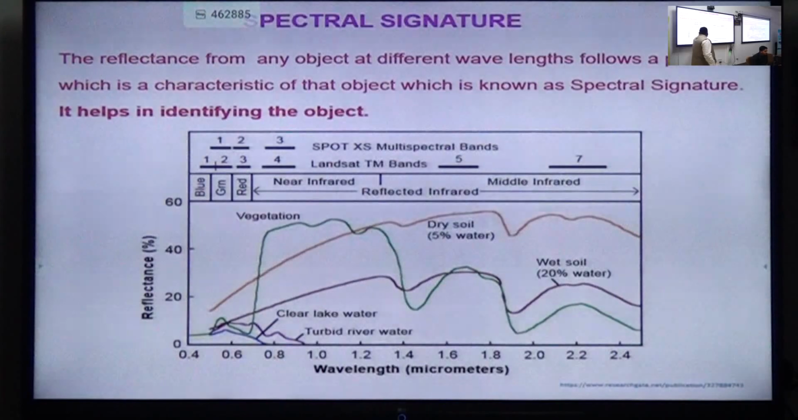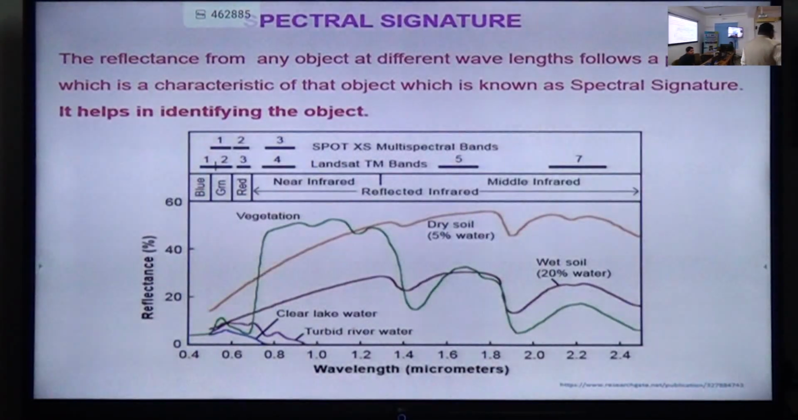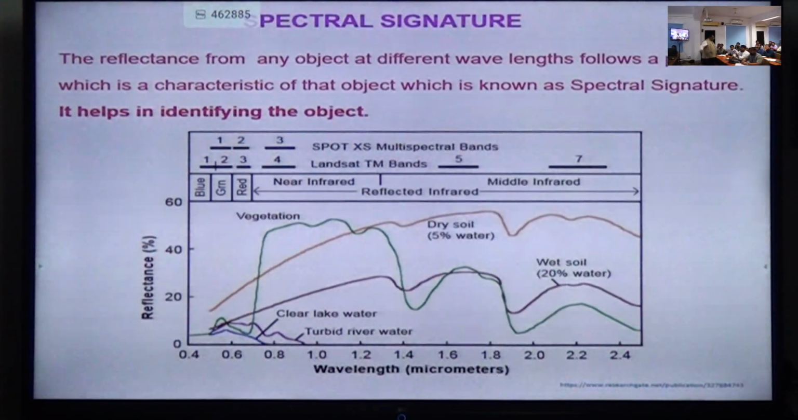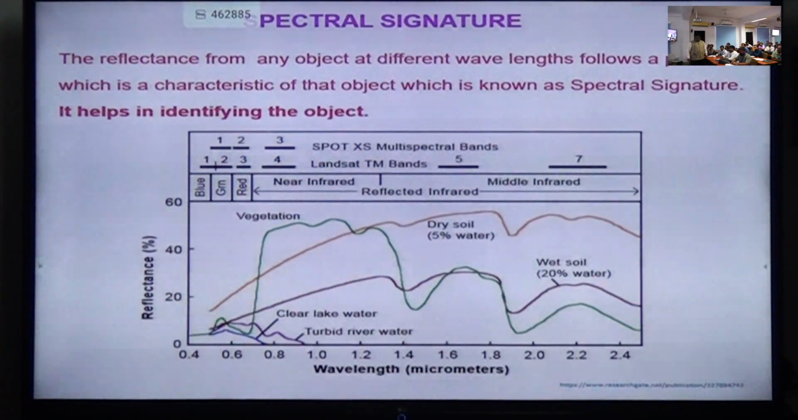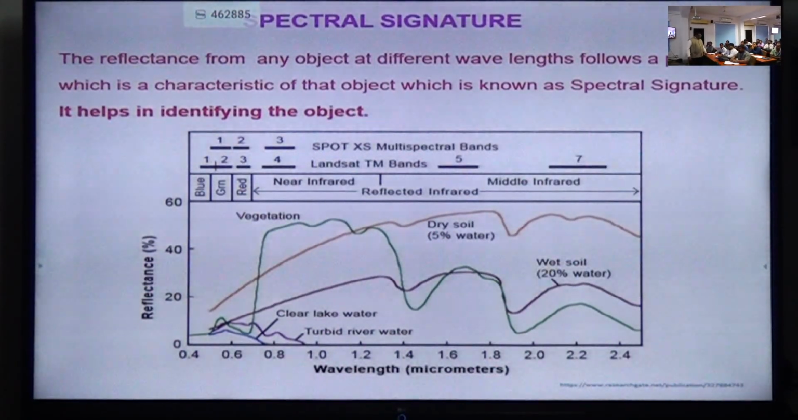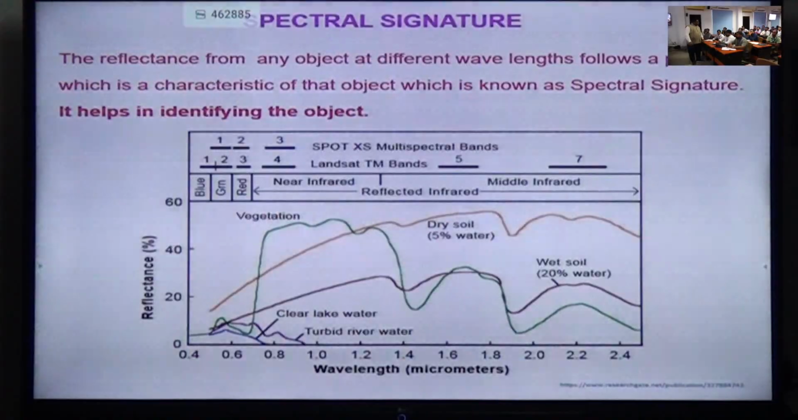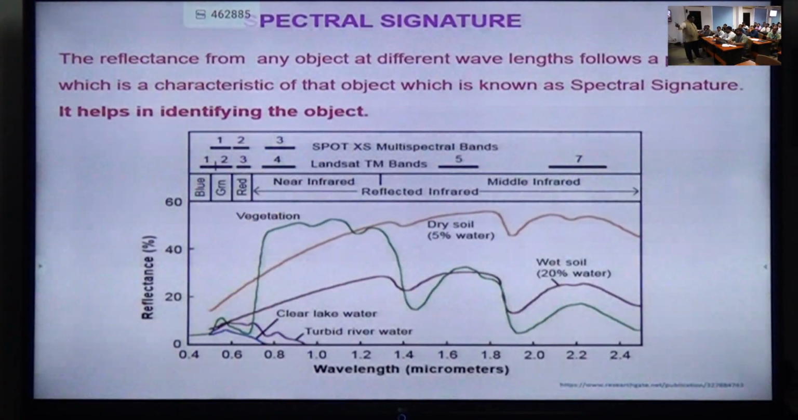I have seen it, so I can identify the vegetation. This reflectance is increasing. But here, what is the inference? Clear lake water and turbid river water. What is your inference by seeing that? See the graph and tell me the inference. What is the conclusion? Clear lake water has less reflectance than turbid river water. So more absorption. Is it that? Okay, that is fine.